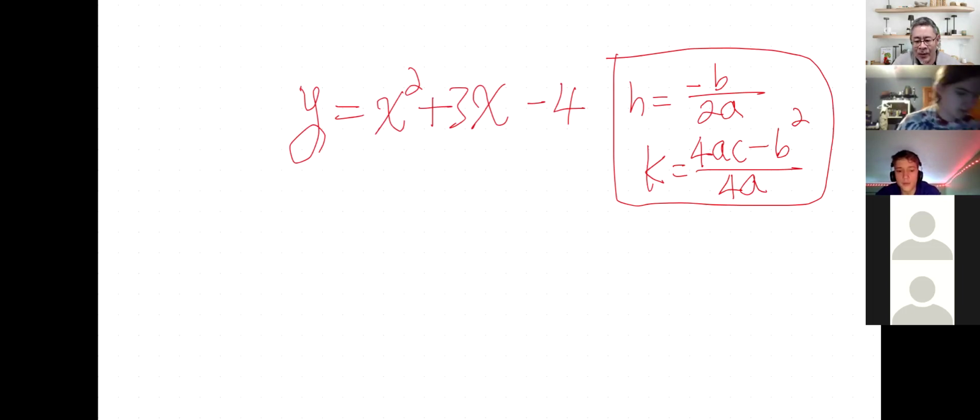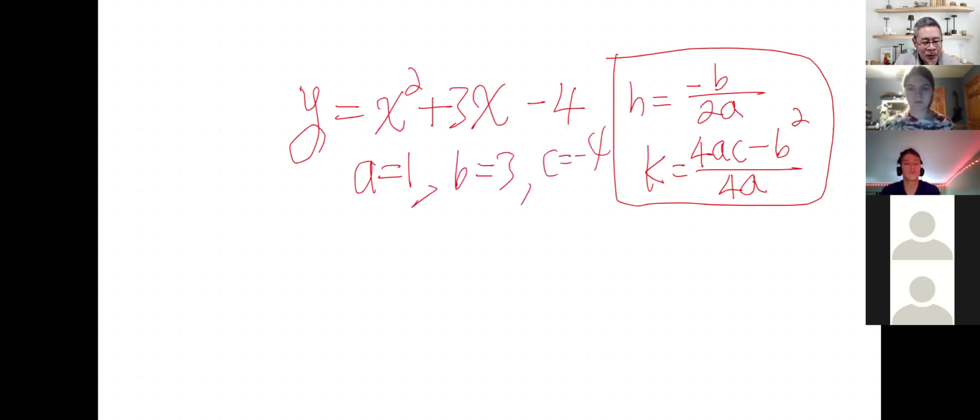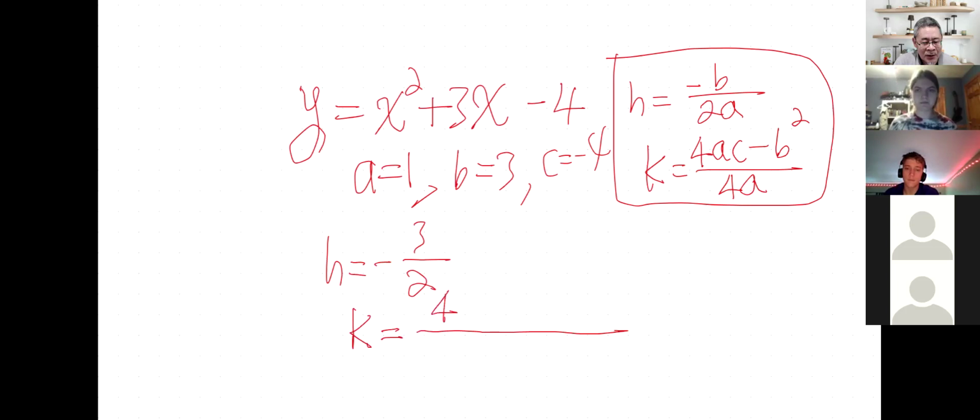Okay, well, let's see what we got. You all got the x coordinate, the h, right? So h is pretty straightforward now. A is 1, B is 3, and C is -4. So h is pretty simple, -3/2. That's good. K, that's where you can see we got 4ac. Our A is 1, C is -4, and B is 3, then 3 squared over 4a is 1.